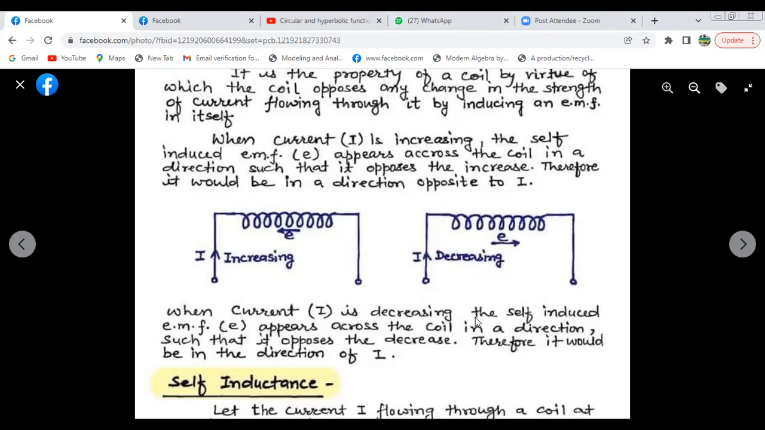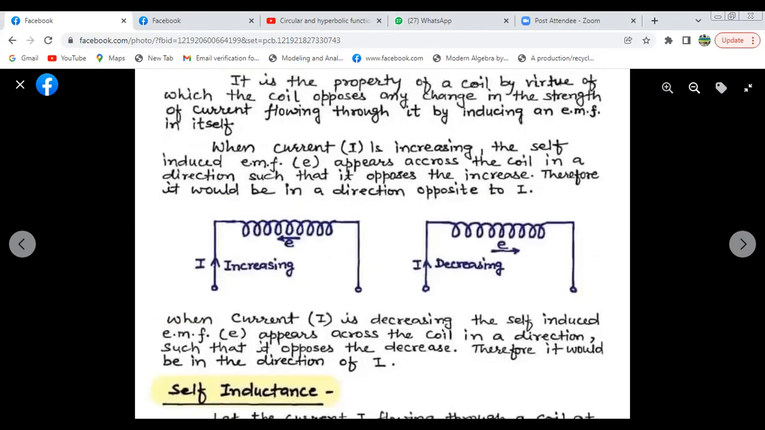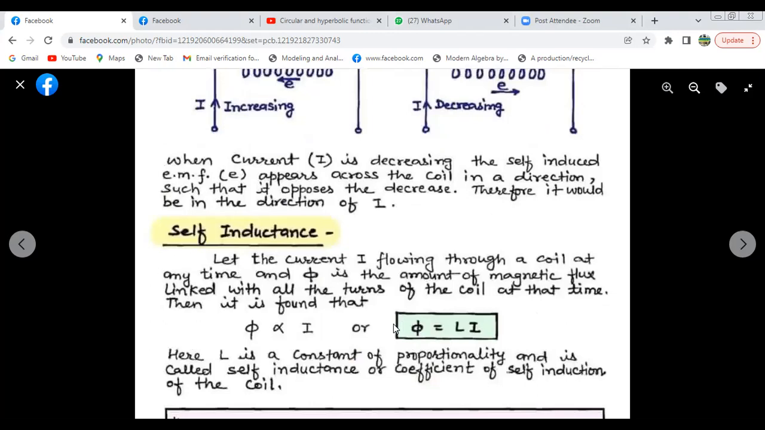When the current I is decreasing, the self-induced EMF appears across the coil in a direction such that it opposes the decrease. This is the self-induction and this is the self-inductance. What will be the self-inductance?